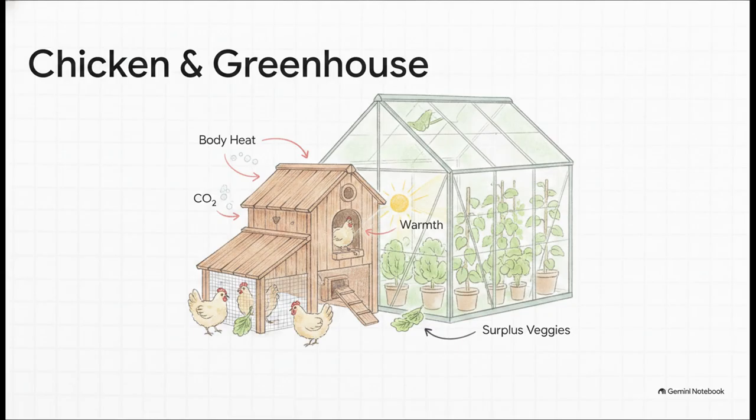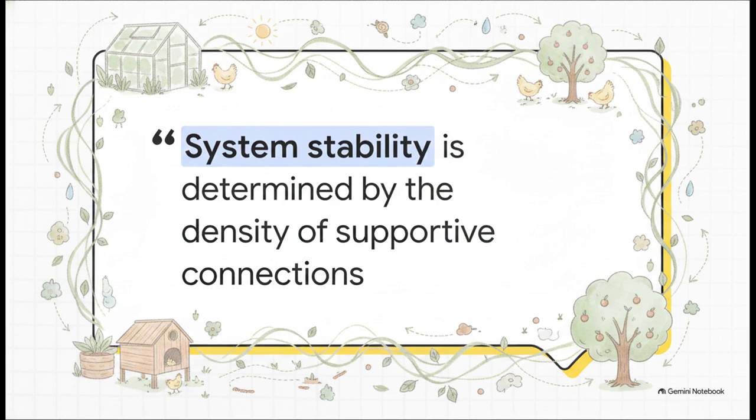In return, the greenhouse captures solar energy to offer daytime warmth, shelter, and surplus vegetable waste for the chickens to eat. It's brilliant. You aren't doing the chores anymore. You have essentially hired your chickens and your greenhouse to take care of each other. This kind of functional integration proves a massive point. System stability is determined by the density of supportive connections, not just species diversity.